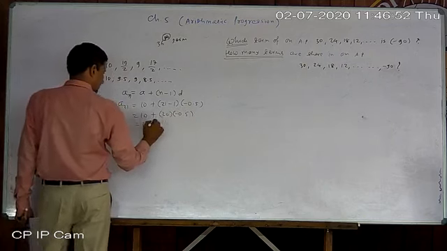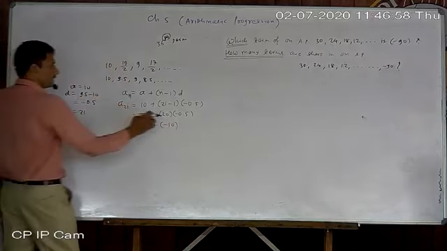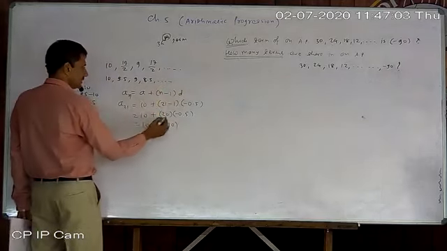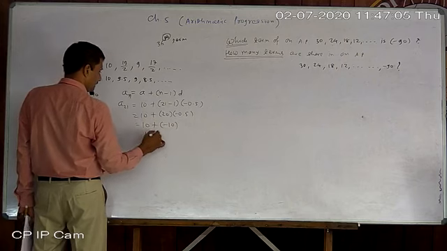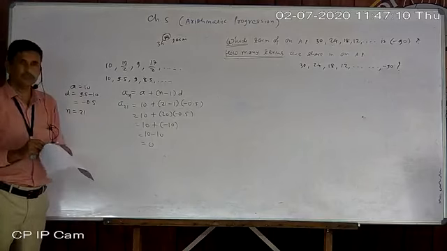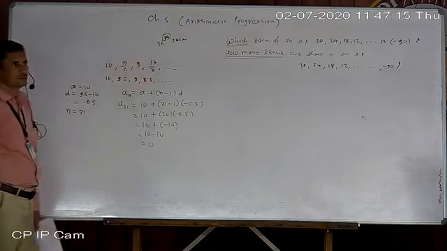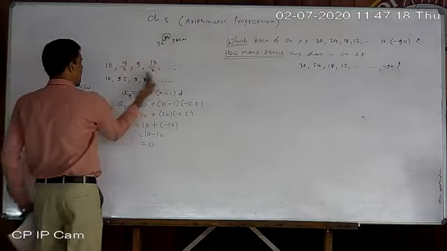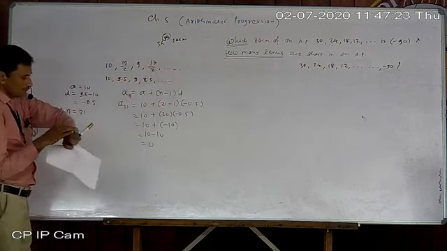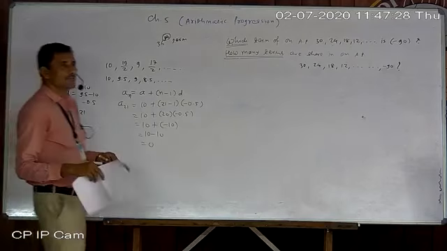So 10 plus, this will be minus 10. Why minus 10? 20 into 0.5 is 10. So 10 minus 10 is 0. So the 21st term of this arithmetic progression will be 0. Why? Because it is decreasing. In this type of sum you can also go in the reverse way, that type of question, but now there is no time for that reverse type of question. So that is the basic of arithmetic progression.